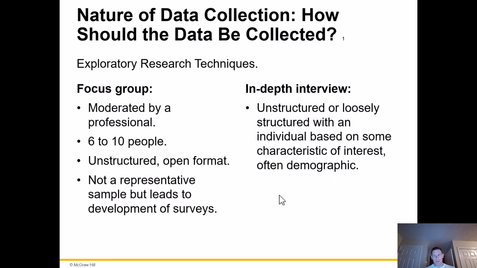Now, with regard to exploratory research techniques, the focus group is typically moderated by a professional. There's usually a minimum of 6 and a maximum of 10 people. It's more of an unstructured, open format, and it's not a representative sample, but it leads to the development of surveys. Now, another type is an in-depth interview. This is also unstructured, or maybe loosely structured, with an individual based on some characteristic of interest, often demographic.